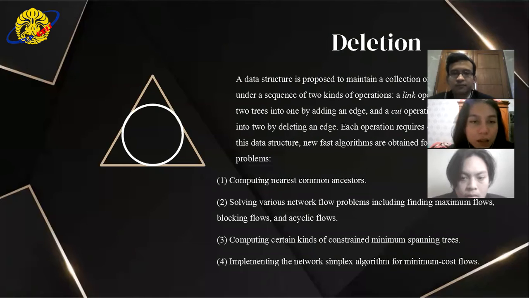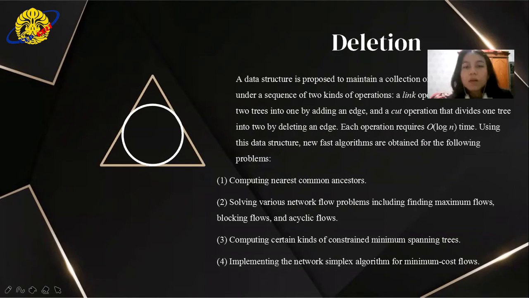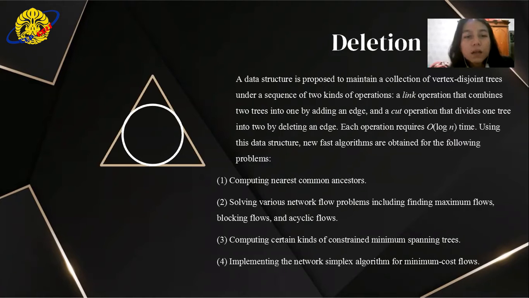A data structure is proposed to maintain a collection of vertex-disjoint trees under a sequence of two kinds of operations. A link operation combines two trees into one by adding an edge, and a cut operation divides one tree into two by deleting an edge. Each operation requires log n time using this data structure.